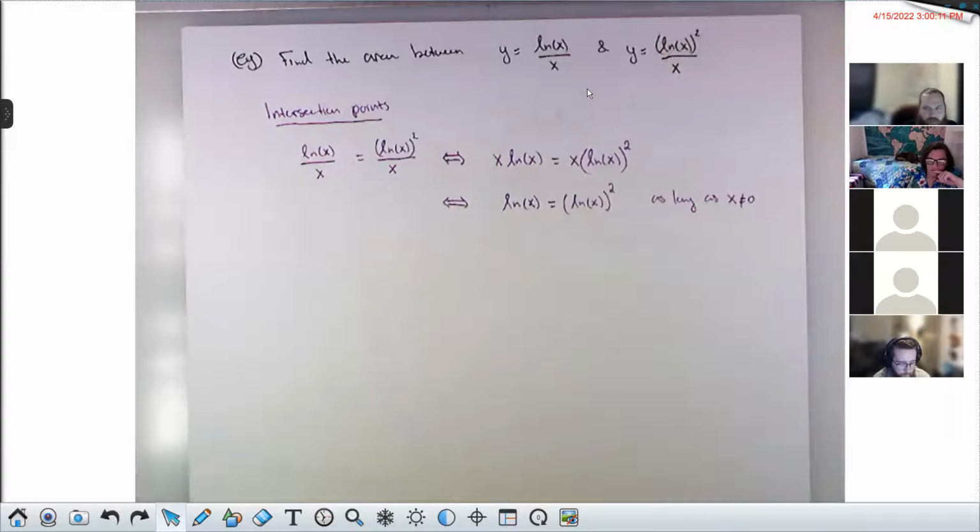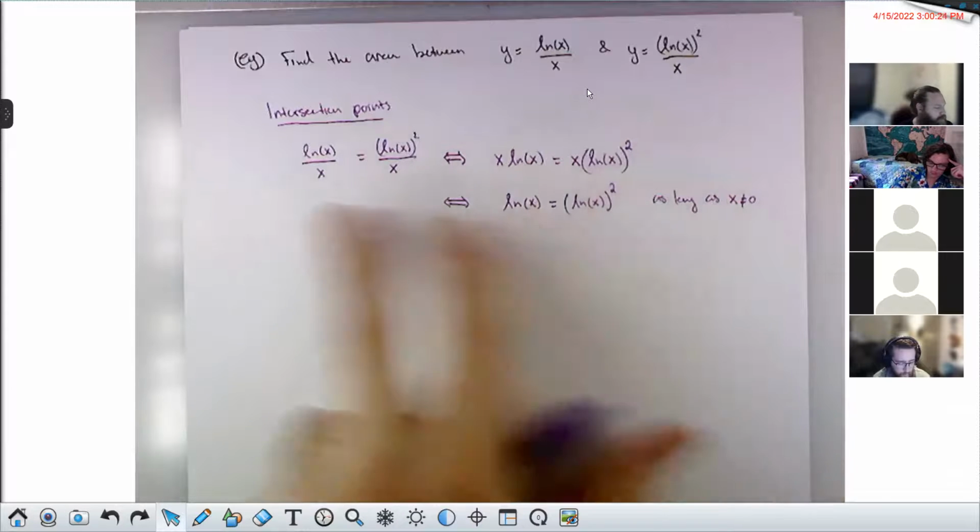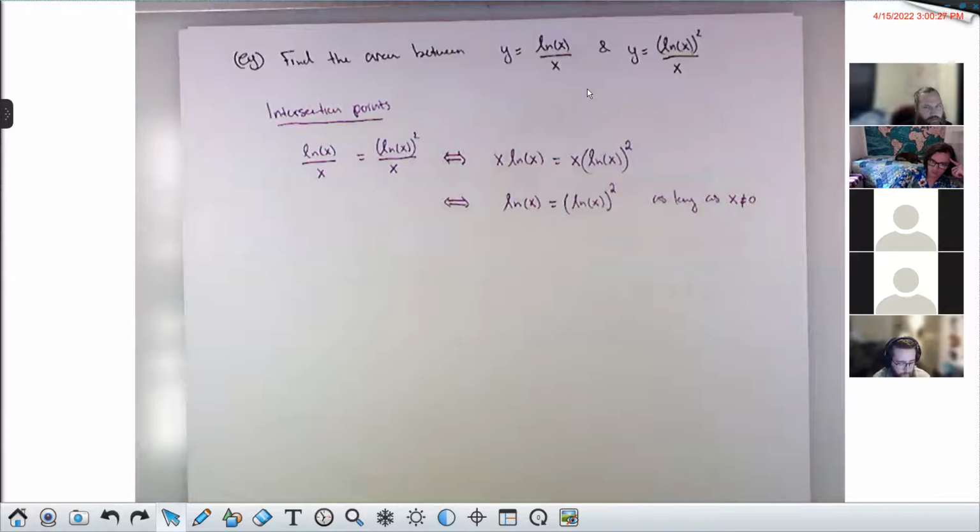So if you're going to cancel a factor side to side, you need to make note of where that factor is 0. It can produce holes in the graph, or you can lose solutions to this equation. But x equals 0 couldn't possibly be a solution to this equation because these things are both undefined at 0.